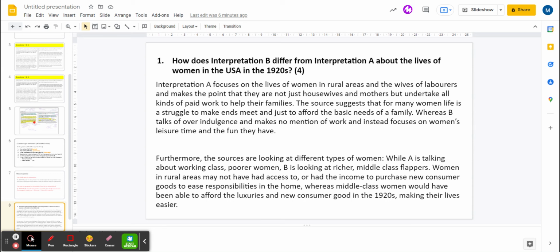The second difference is in paragraph 2, which says, furthermore, the sources are looking at different types of women. While A is talking about the working class, poorer women, B is looking at richer, middle class flappers. Women in the rural areas may not have had access to or had the income to purchase new consumer goods to ease responsibilities in the home, whereas the middle class women would have been able to afford these luxuries and consumer goods to make their lives easier. So you'll see that's two clear paragraphs on two differences with evidence and explanations for both interpretation A and B. So that would have been a 4 out of 4 for question 1.